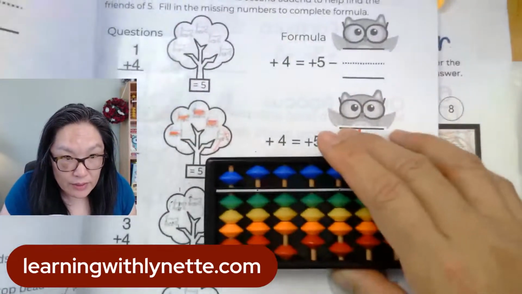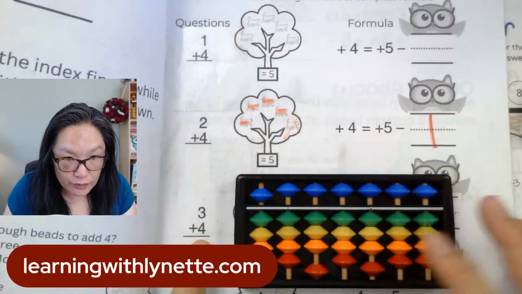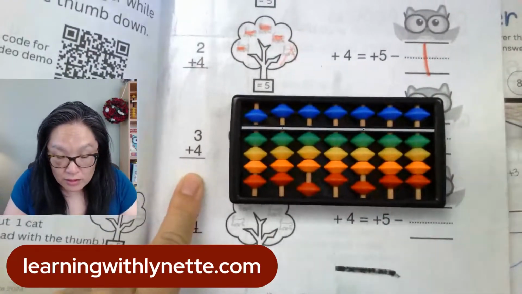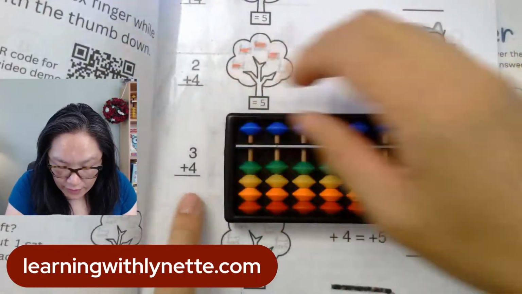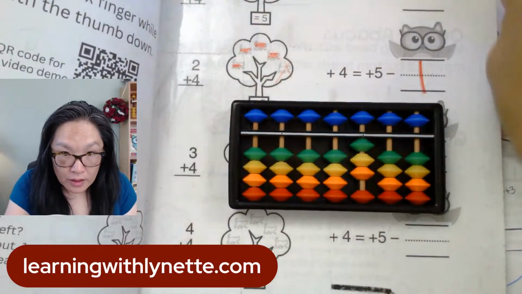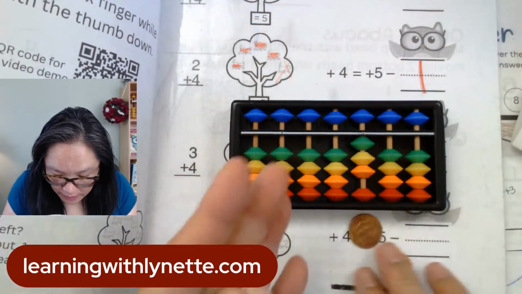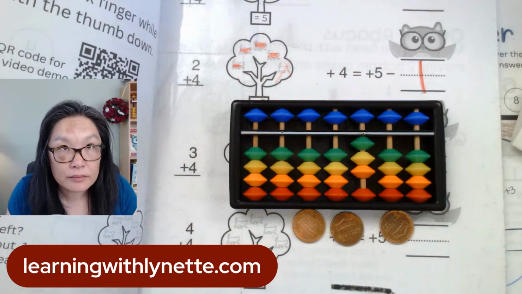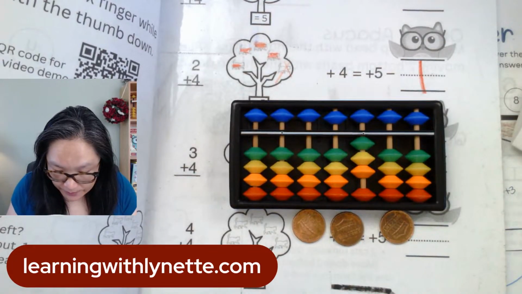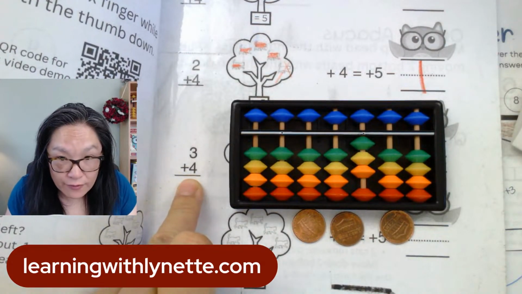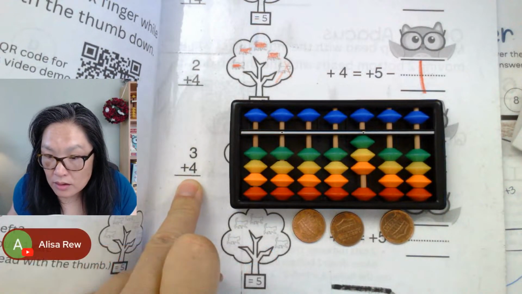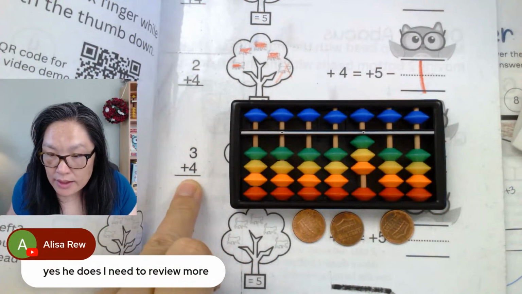So what I would do is, if I had three plus four, I'd have three on the abacus, and three pennies, and then I want to plus the four.